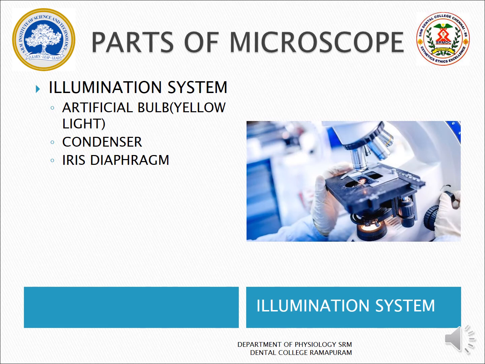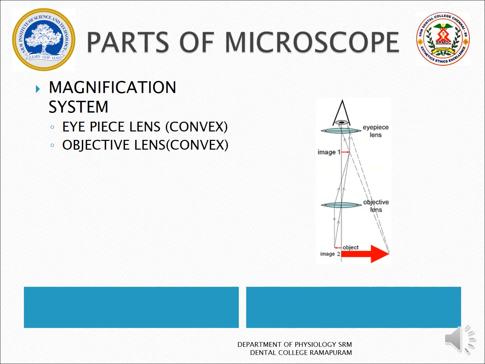All these portions are present at the base of your microscope. Near your light source you can find a knob which is used to adjust the light source to either low power or high power. This we call the illumination system. Next is the magnification system. Here the magnification is done with the help of your eyepiece and your objective lens. We view through the eyepiece, and with the help of the objective lens we see the slide.